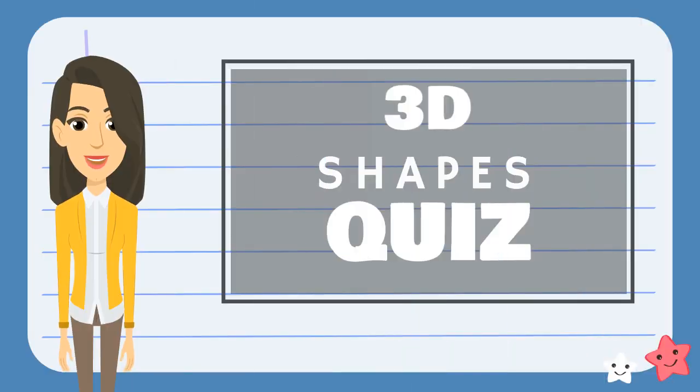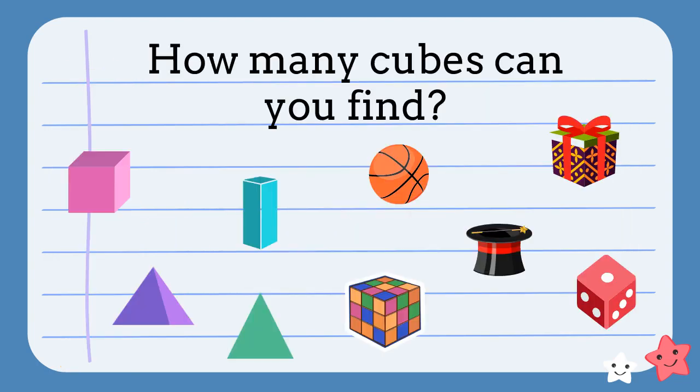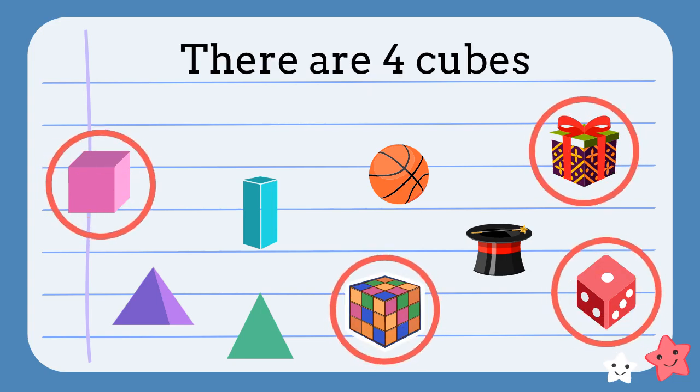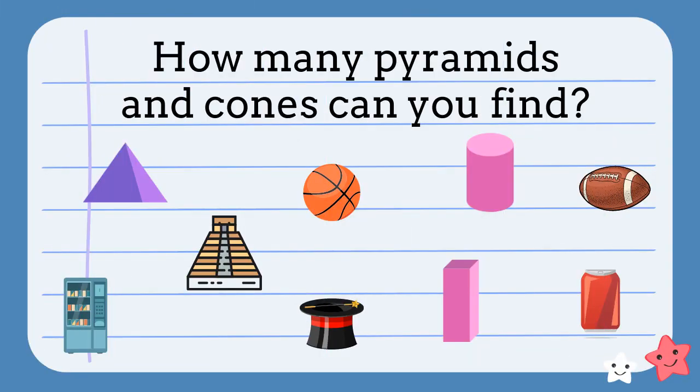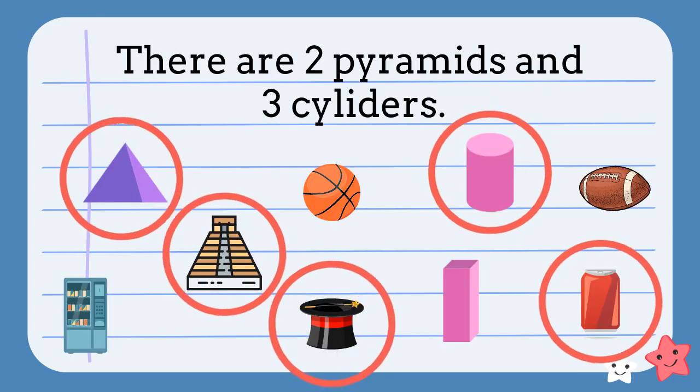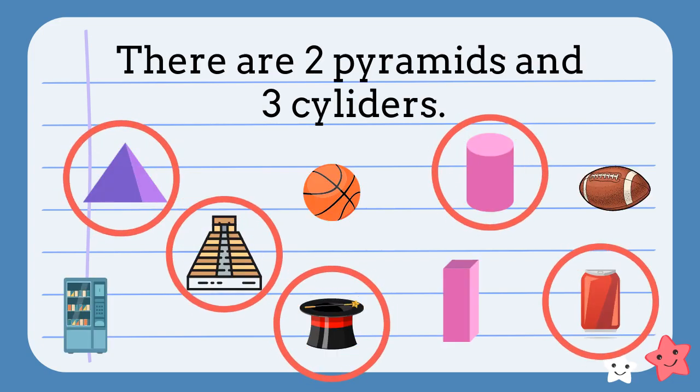Now that we have learned all about solid shapes, let's see if you can count the shapes. How many cubes do you see? That's right, there are 4 cubes. How many pyramids and cylinders do you see? You're right, there are 2 pyramids and 3 cylinders.